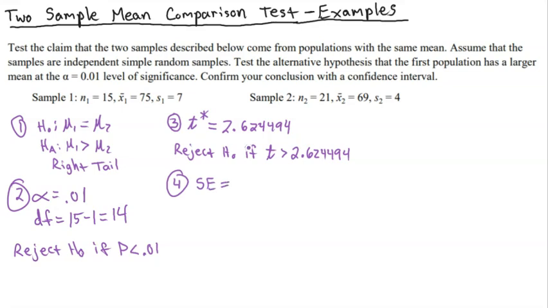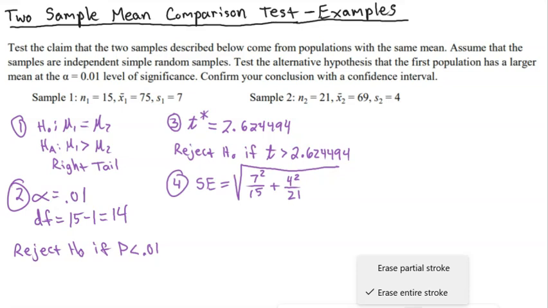All right, so speaking of step 4, let's identify our standard error. Our standard error is going to be equal to the square root of s1 squared, so that's 7 squared over n, which is 15, plus the other s, which is 4 squared over n, which is 21. Okay, I think I was a little too ambitious with the square root symbol here, so let's shorten that up a little bit. There we go, that's a little better.